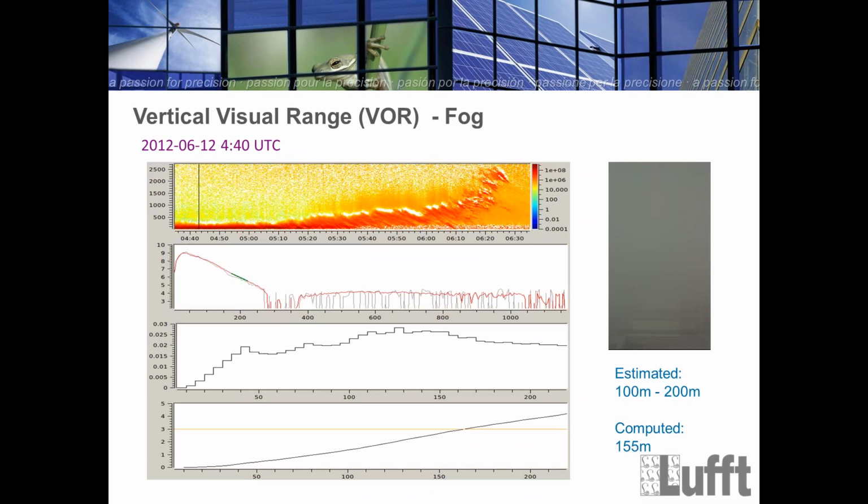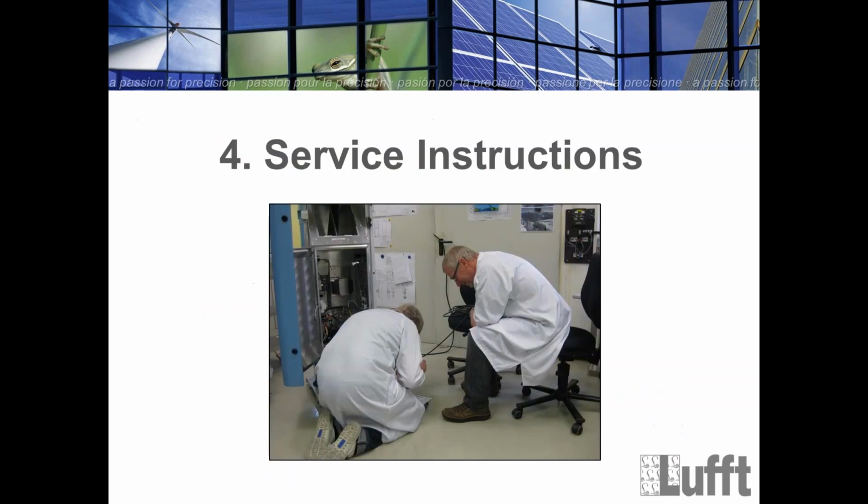Here's just the graphical view of the mathematical procedure, how this is done. So the extinction is calculated and the extinction is summed, and then we end up with the estimated and computed results.